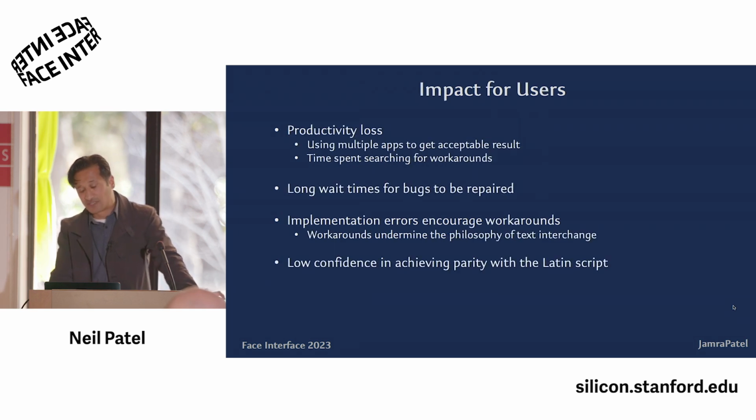So the impact for users obviously is massive productivity loss. Sometimes, and I have to do this myself when I'm preparing specimens, you bounce between different applications: typeset the text here, maybe outline it here, get one thing to work somewhere so you can take it somewhere else to use it in a better way. And then you spend a lot of time looking for workarounds.